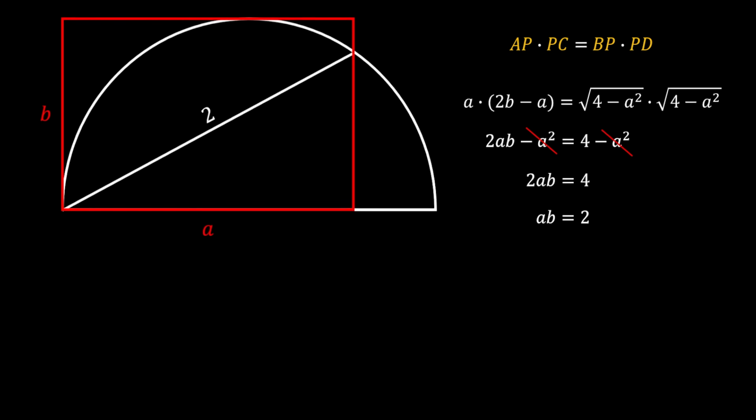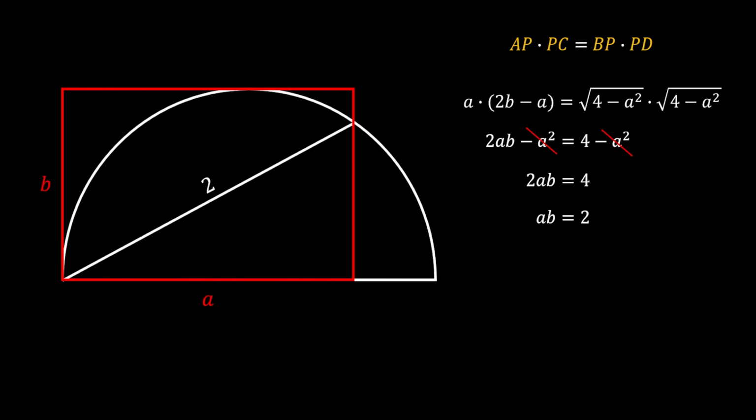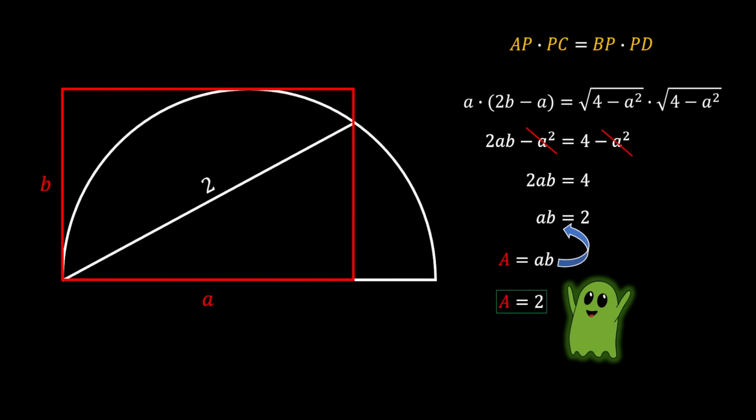Again, we know that the area of our rectangle is equal to the product of the length and the height, so that is A times B, and if we substitute that in, we will get that the area of our red rectangle must be equal to 2 squared units, and again we have our solution.